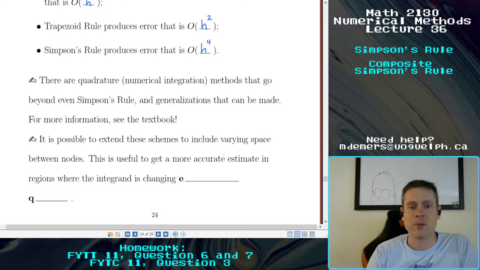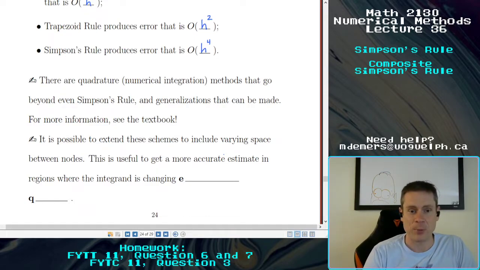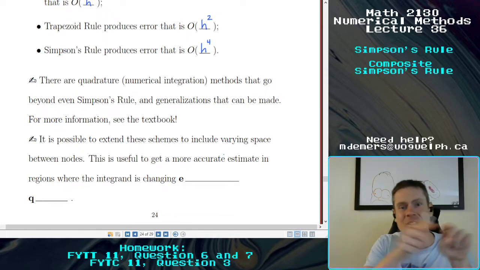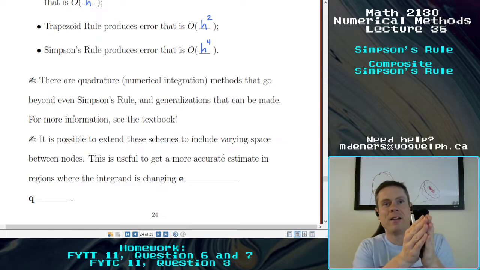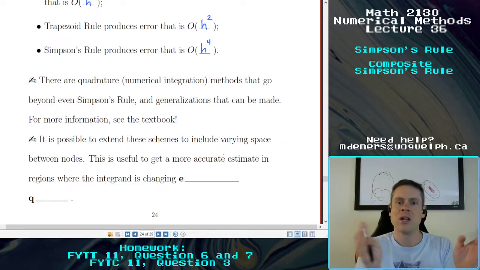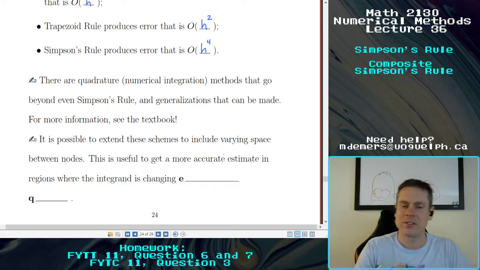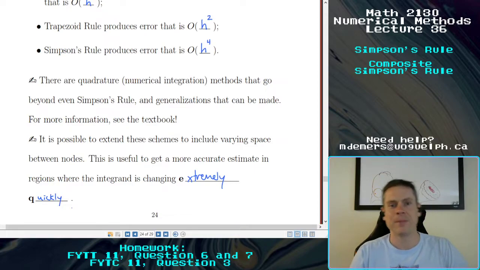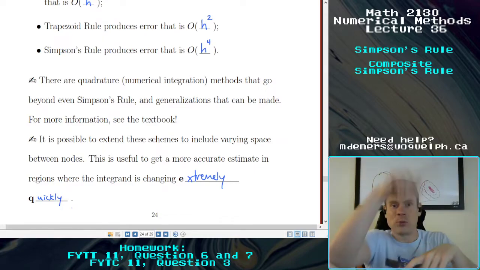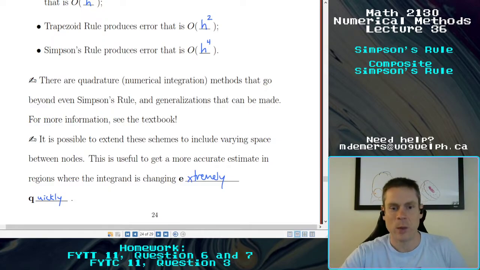And it's possible to extend these schemes to include varying space between nodes. Rather than having a single value for h, you might have one that varies the values of h. And that sort of extension is useful to get a more accurate estimate in regions where the integrand is changing extremely quickly, where maybe you want to slow down, grab a little bit more data, and get more careful approximations where the function might be doing something a little wacky. Yeah, that's what I got.